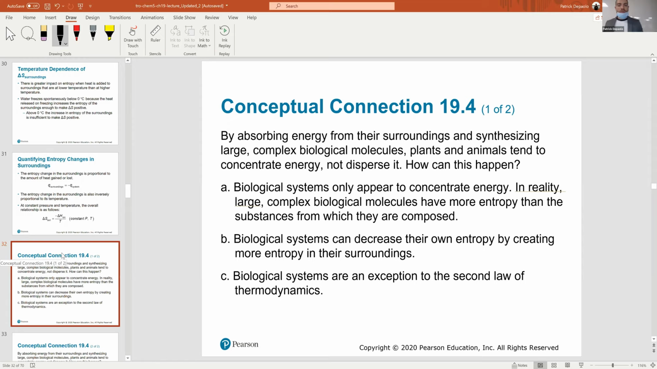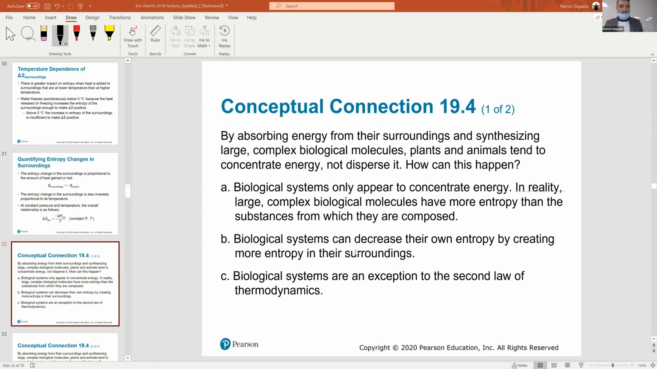biological systems only appear to concentrate energy. In reality, large complex molecules have more entropy than the substances from which they are composed. I'll let you guys think about that. What do you guys think? So we have B, and B, Ahmad, is the answer. And Sebastian, good job. So B is the answer.